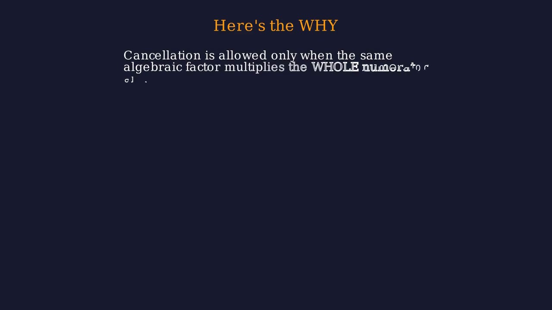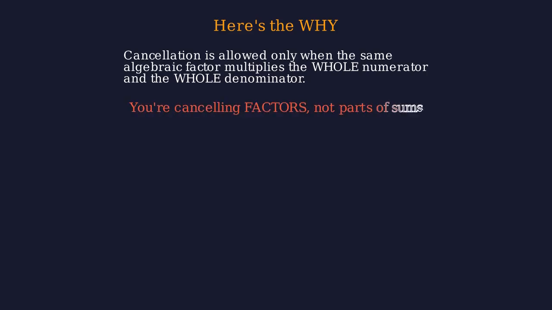Here's the why. Cancellation is allowed only when the same algebraic factor multiplies the whole numerator and the whole denominator. You're cancelling factors, not parts of sums.